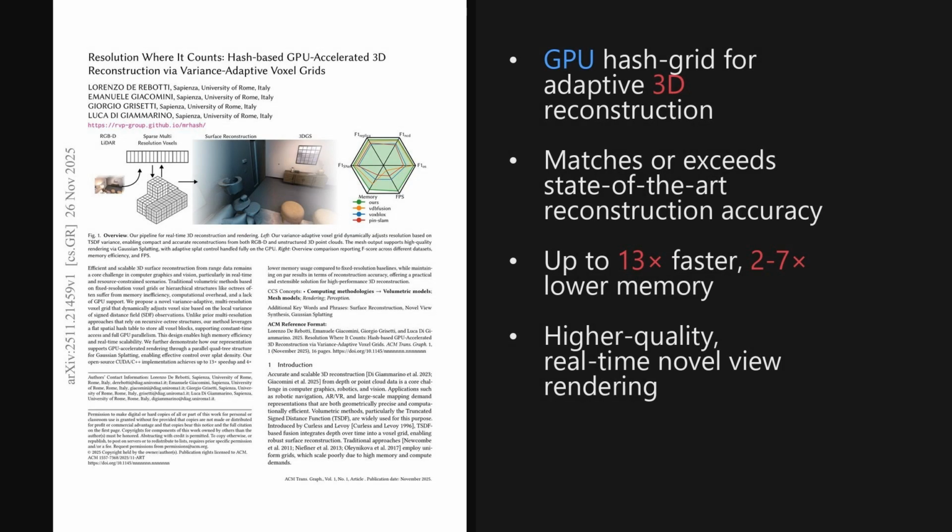So to wrap up, the key idea is simple but powerful. Spend resolution only where geometry is complex, and manage everything in a hash grid on the graphics card. That choice delivers state-of-the-art quality, with big wins in memory and speed, which really matters for real-time mapping and mixed reality systems.